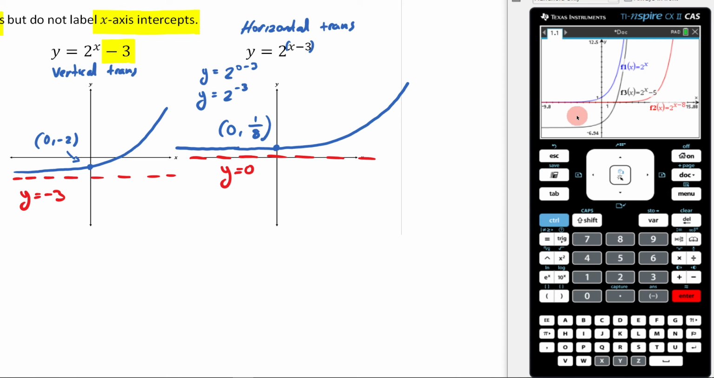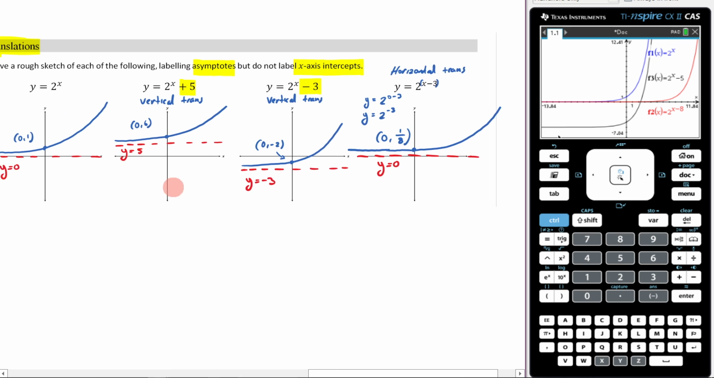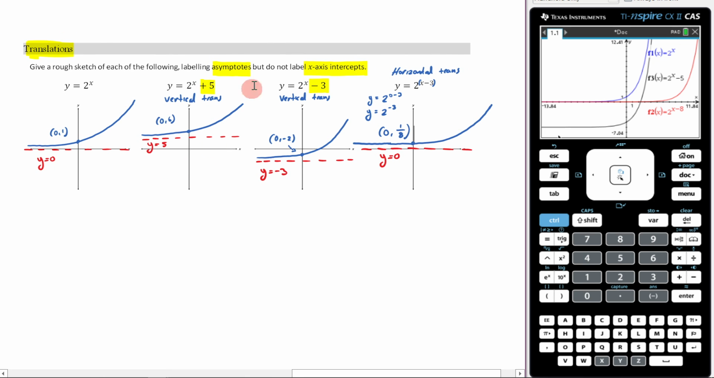So you just got to get your head around how all these different translations affect what your graph is going to look like. Hopefully you found this helpful in talking about translations and all of that makes sense. All right, we'll pause here and we'll continue on to the next part.